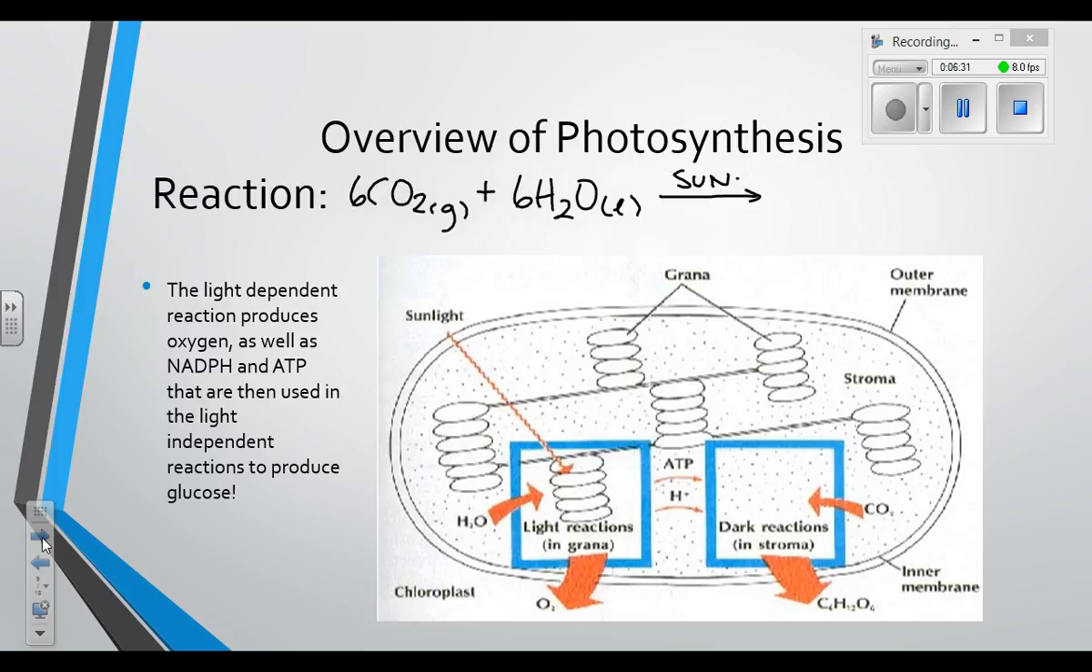There is some sunlight kicking around, and I produce 6 molecules of oxygen gas and 1 molecule of glucose, which is C6H12O6 solid. Now the probability that I will ask you to just write the reaction from scratch is low, but I would ask you as part of a multiple choice, hey, which of these are the reactants? Which of these are the products for photosynthesis?